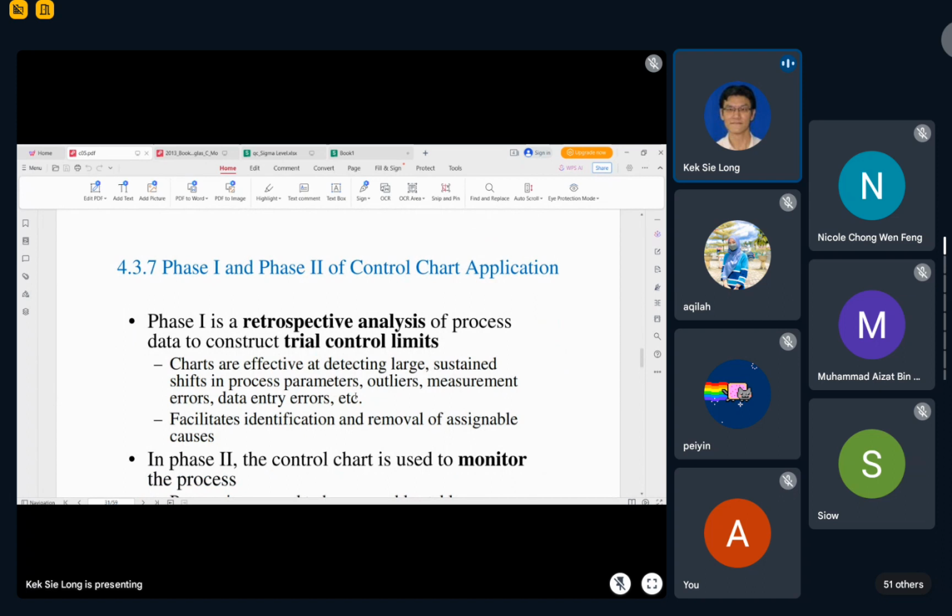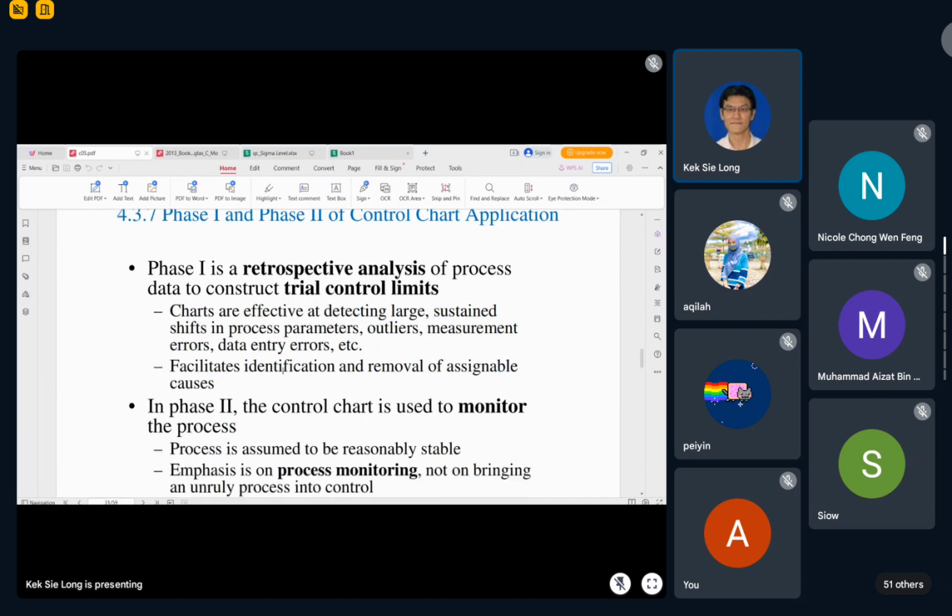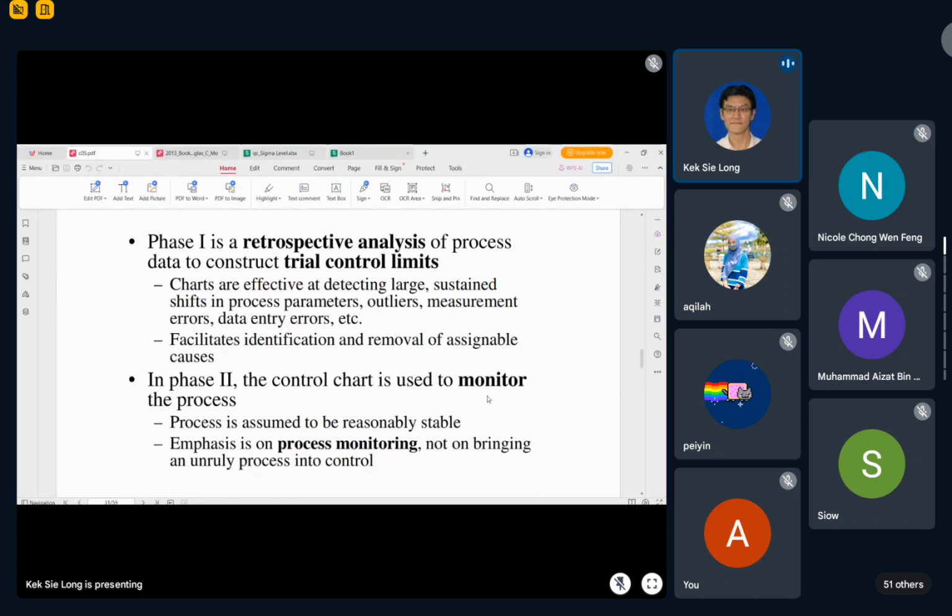This one I think I have mentioned to you in quality control. There are two phases, phase 1 and phase 2. Phase 1 is getting the process in control. We plot the control chart. We can say this is the retrospective analysis process. And in the second phase, we use the keyword monitor, or we say process monitoring.